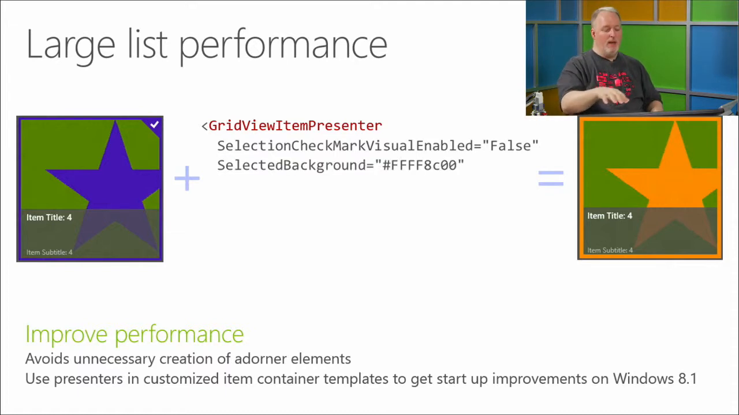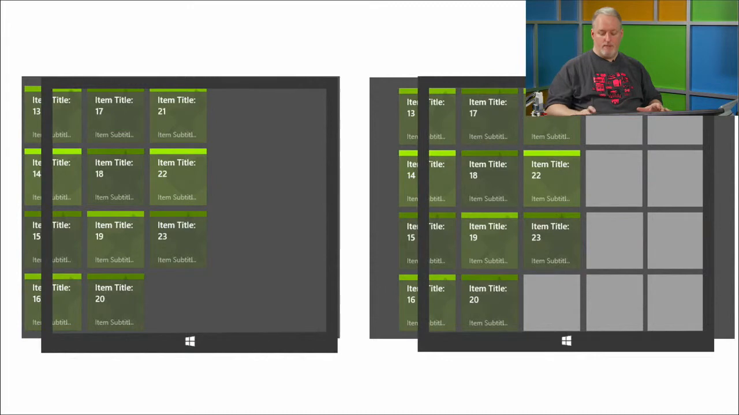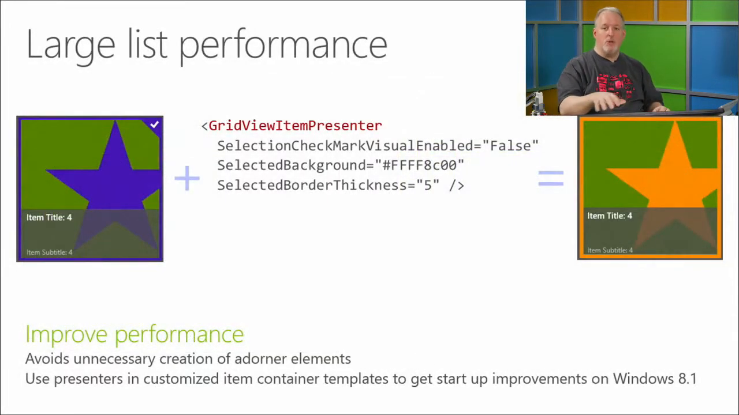So in this case, we have the grid view item presenter. It has properties for things like the selection check mark, the background, and the border thickness. Excuse me, let me go back. You're able to use all those different properties rather than creating the elements.